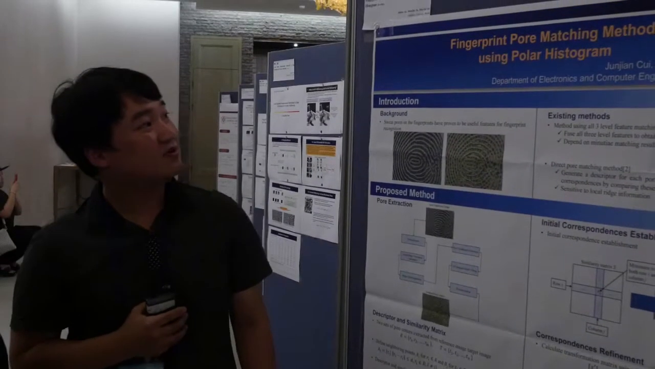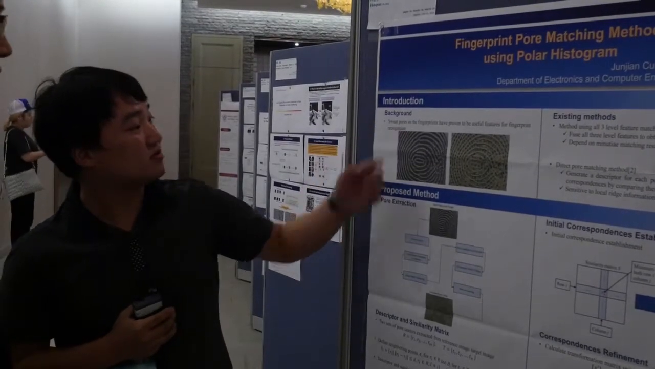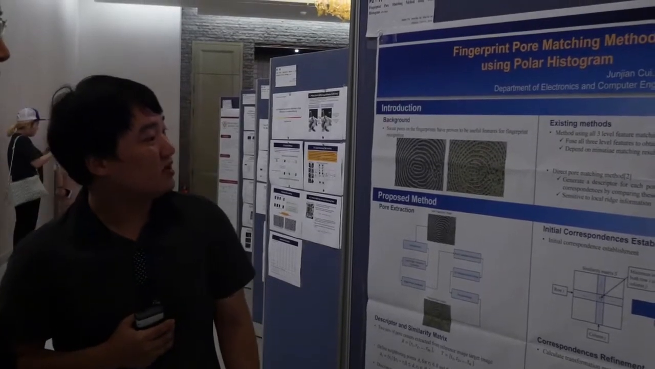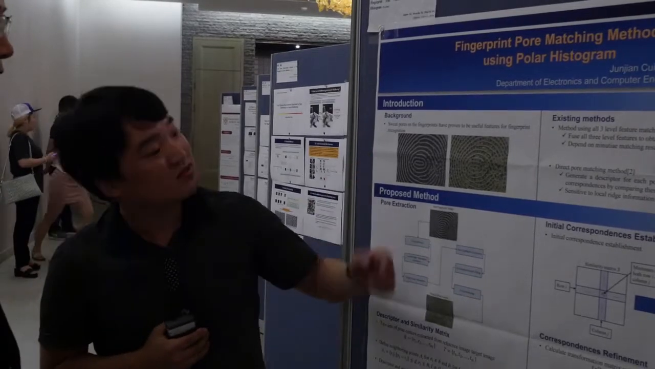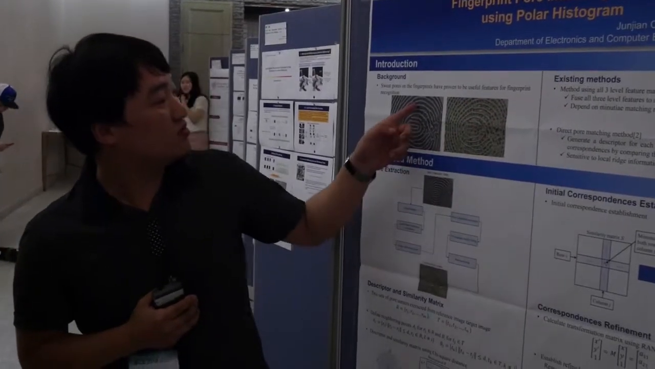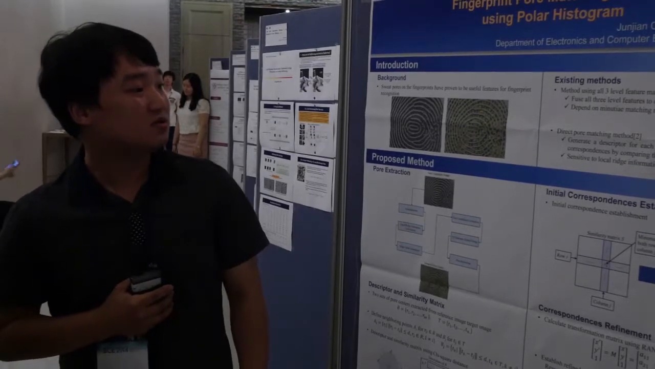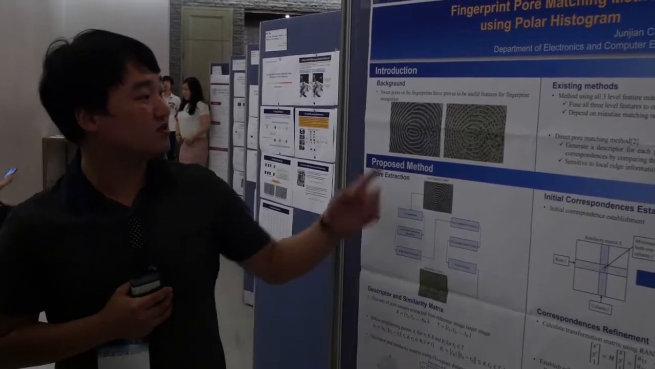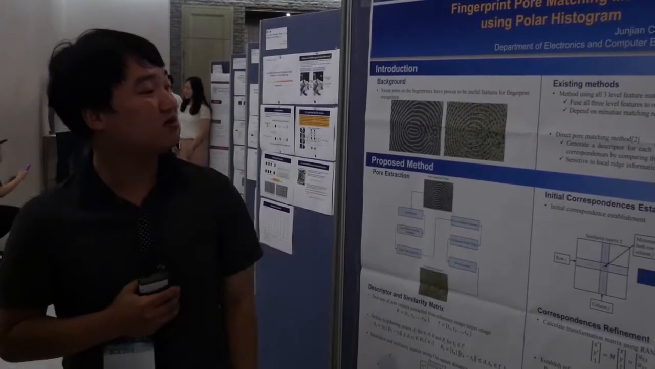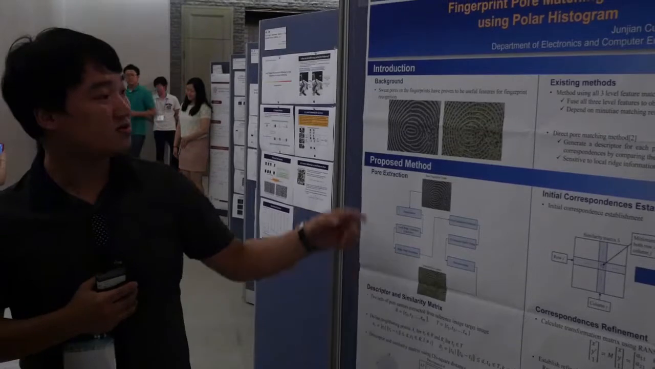The title of my paper is Fingerprint Pore Matching Method using Pore Histogram. The sweat pores on the fingerprints are very useful features for fingerprint recognition. Several pore-based fingerprint matching methods have been proposed, but these methods use minutia or ridge information to perform the matching process, so they are not independent of ridge or minutia information. In this paper, we propose a pore matching method using only relative pore centers.